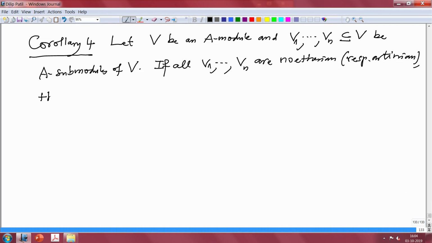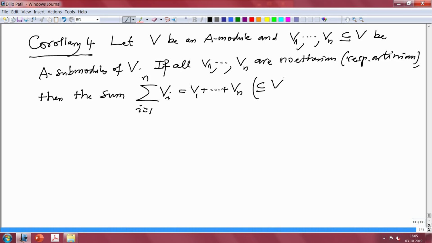then the sum, i from 1 to n of Vi, that is also denoted V1 plus Vn, this is a submodule of V, is also Noetherian, respectively Artinian. Remember, this does not mean V is Noetherian. This sum module could be smaller than V.